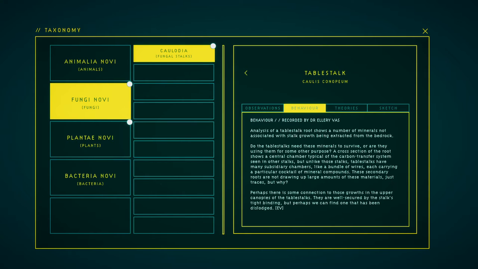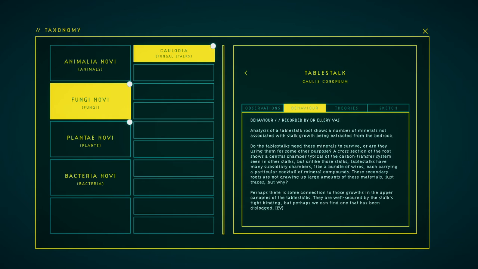Analysis of a table stalk group shows a number of minerals not associated with stalk growth being extracted from the bedrock. Do the table stalks need these minerals to survive, or are they using them for some other purpose? A cross-section of the root shows a central chamber typical of the carbon transfer systems in other stalks. But unlike those stalks, table stalks have many subsidiary chambers like a bundle of wires, each carrying a particular cocktail of mineral compounds. These secondary roots are not drawing up large amounts of these materials, just traces. But why? Perhaps there is some connection to those groves in the upper canopies of the table stalks.